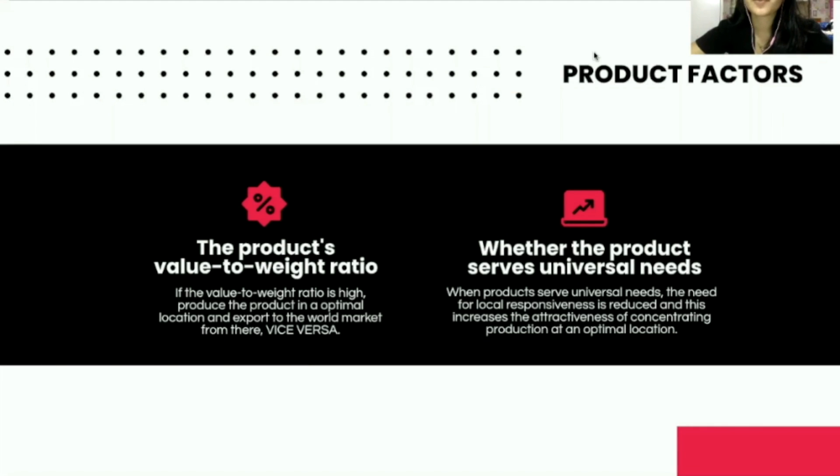The last factor is product factors. Two product factors affect location decisions. The first is the product's value to weight ratio because of its influence on transportation cost. Many electronic components and pharmaceuticals have a high value to weight ratio because they are expensive and they do not weigh very much. So even if they are shipped halfway around the world, their transportation costs account for a very small percentage of total cost. So centralized production makes sense.